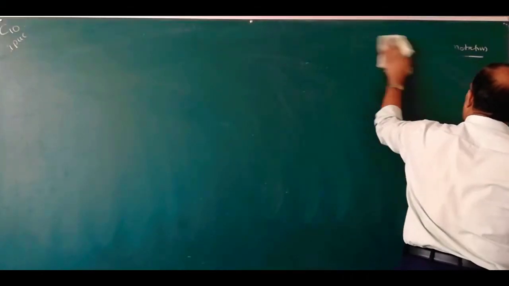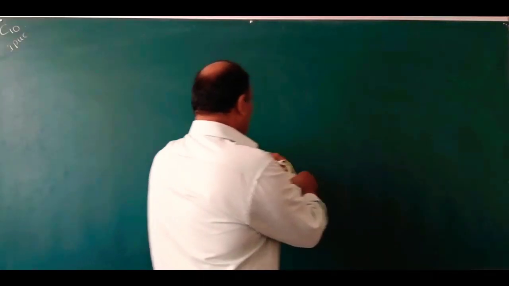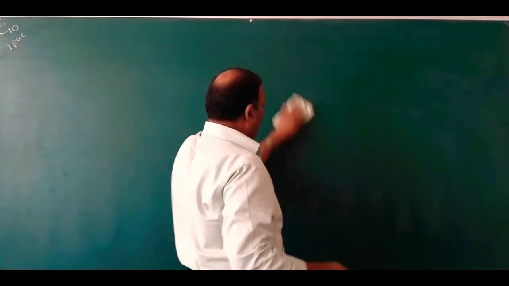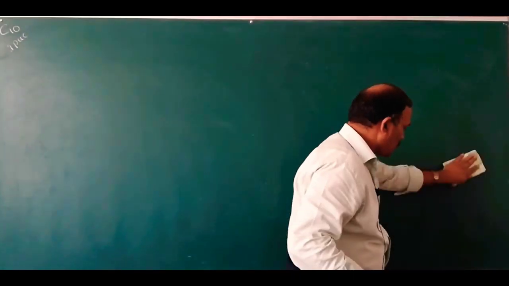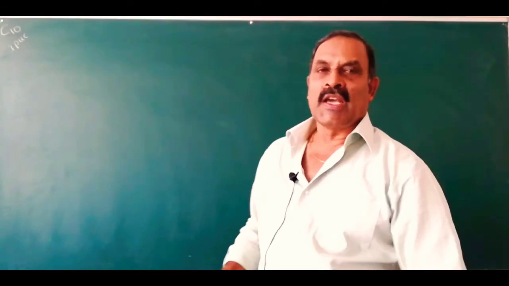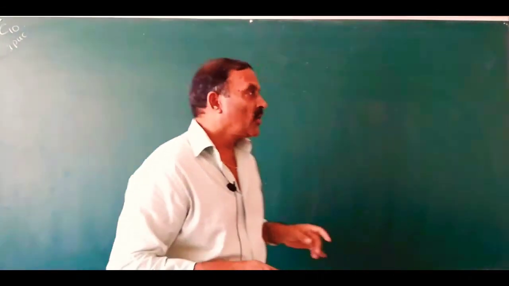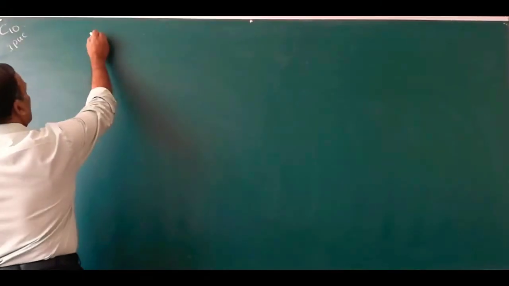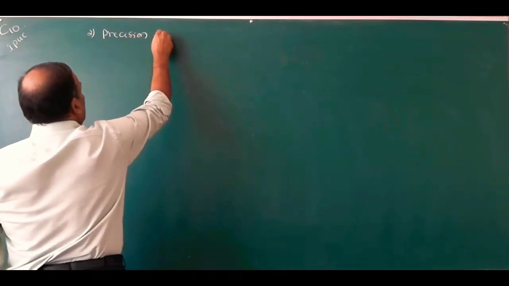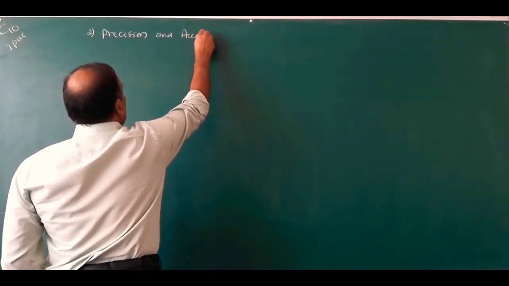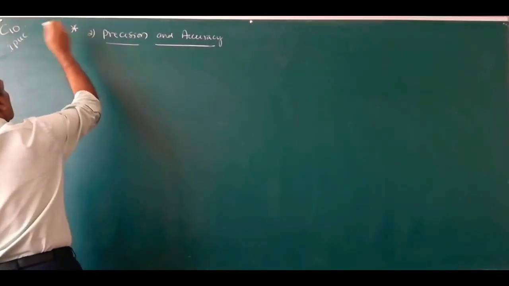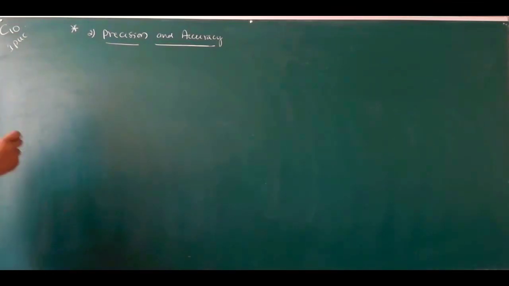The second thing we have to learn in uncertainty in measurement is precision and accuracy. In measurements we will come across two words, namely precision and accuracy. We have to understand the meaning of precision and accuracy. This is important. The definition of precision and accuracy will be asked.